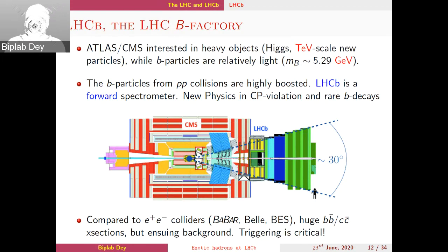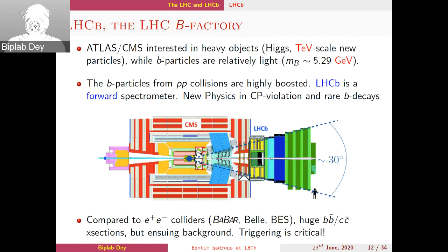The B mass is just around 5 GeV, which means that the B particles are highly boosted. That is why LHCb is a forward spectrometer. This is quite different from what other detectors like Belle, BaBar, CMS, ATLAS, or even CLEO typically are. LHCb is very forward.